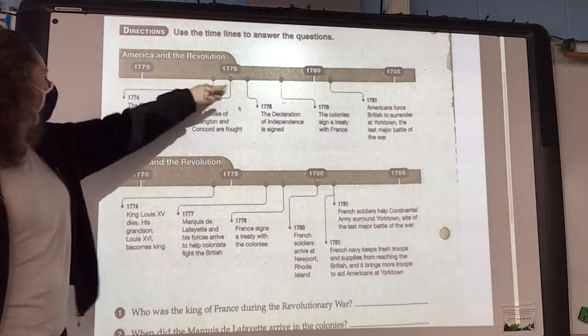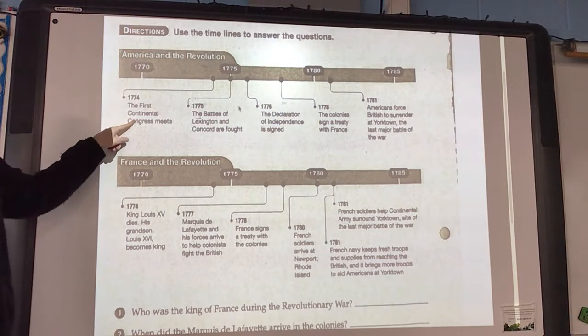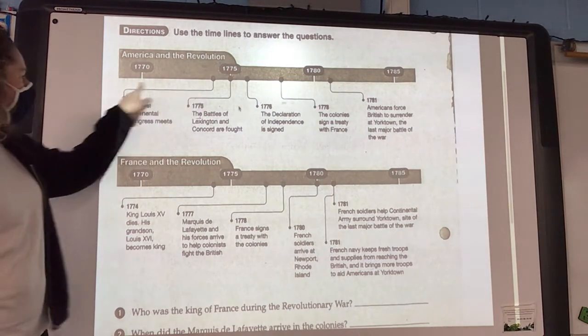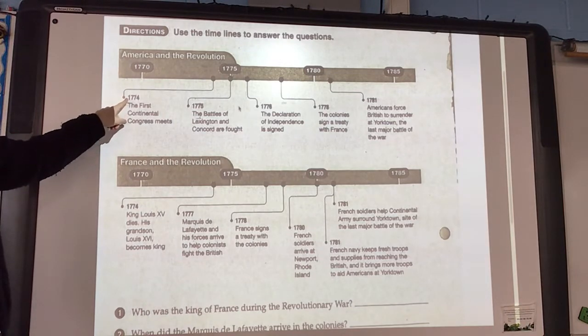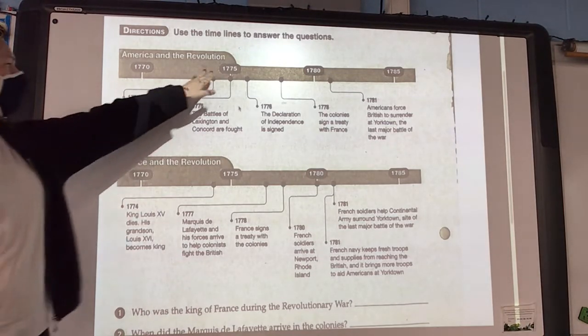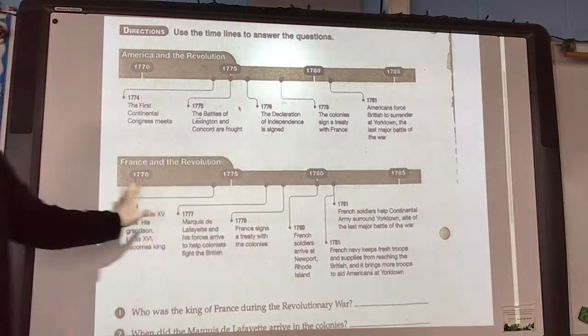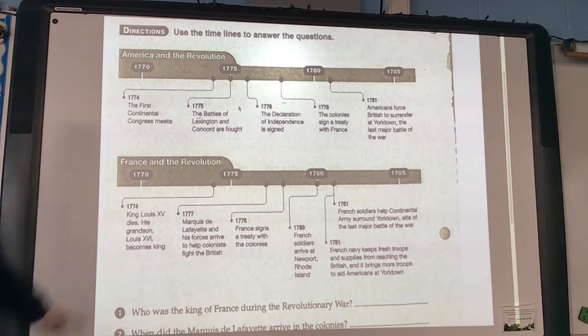Sometimes we look up here and just say, oh, this is down there, so it happened in 1770. But that's not the case, is it? It actually happened in 1774. Yeah, because this line is coming over from the very top, but they're showing you in between what happened. So make sure you're checking the years and the information.